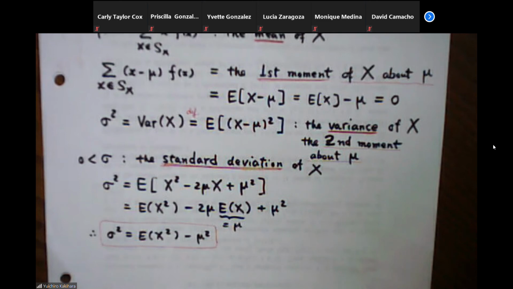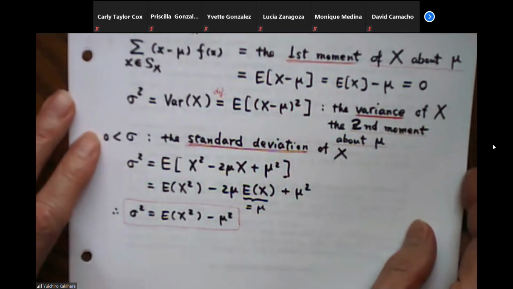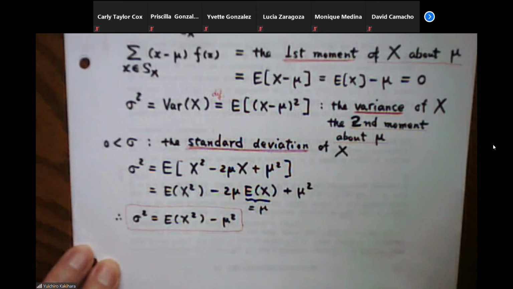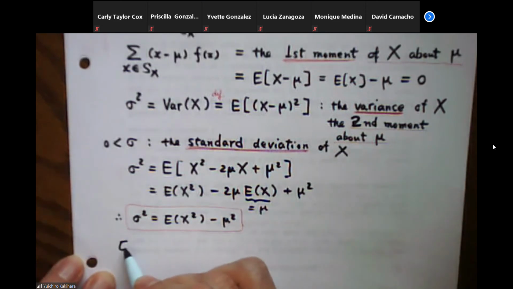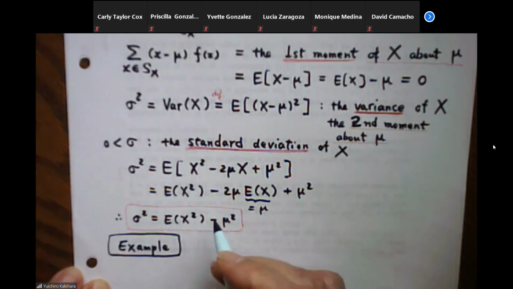So now, let's calculate the mean and then the variance for some particular random variable. Okay, so let's do it. To calculate, we're going to use this formula. This is easier. So this is a test example. Interesting. So we're going to take this.